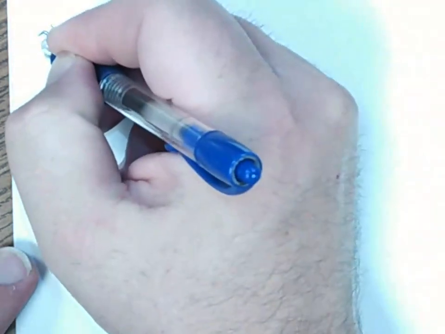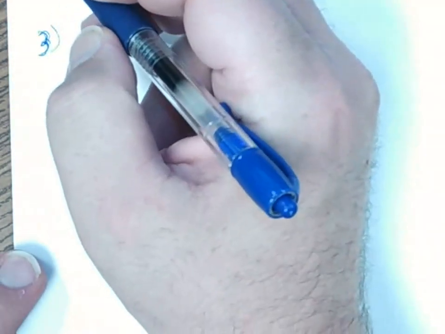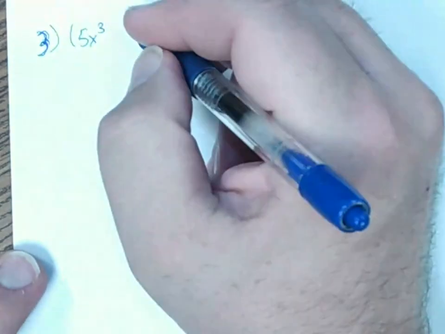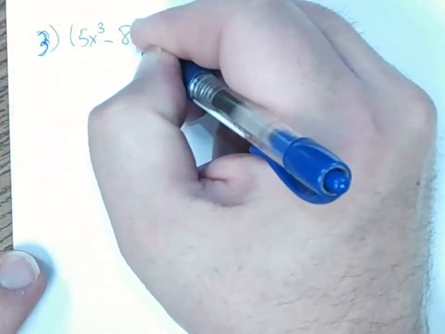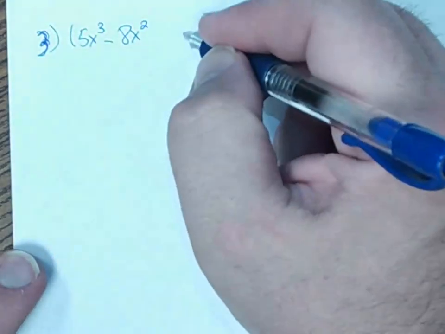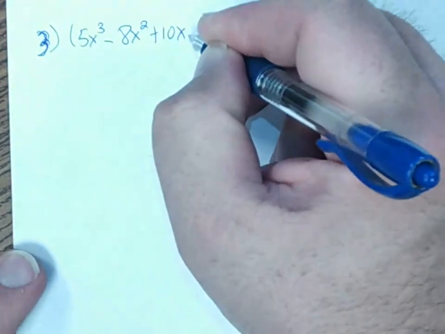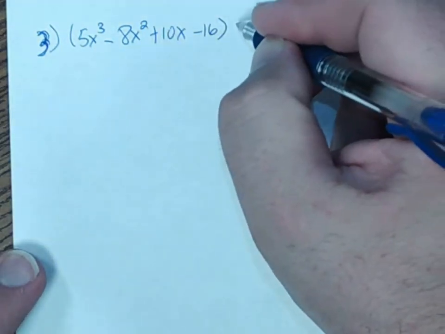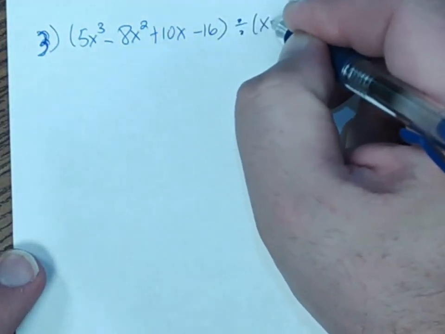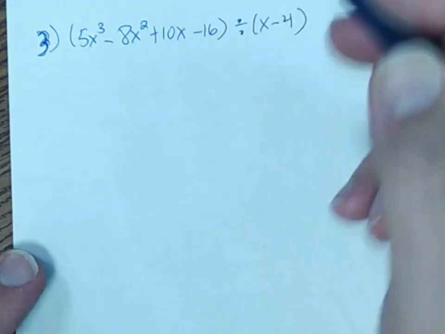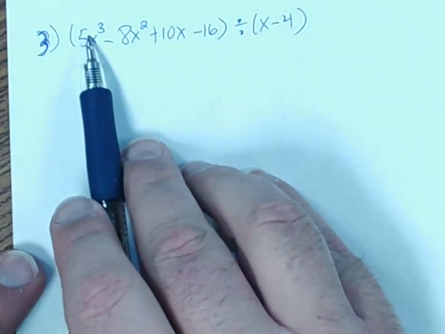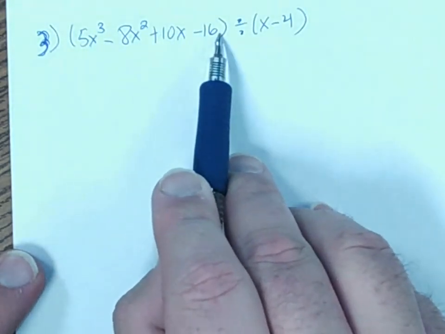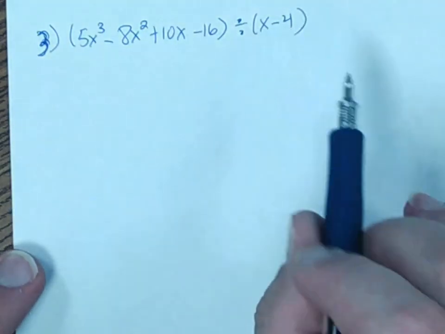I said I'm going to do number 2, but I changed my mind and I'm going to do number 3. So number 3 is 5x cubed minus 8x squared plus 10x minus 16. We're going to divide that by x minus 4. So we're starting with x cubed. Do we have all of our terms? X to the third, x to the second, x, constant. Check. Just x, constant. Check.